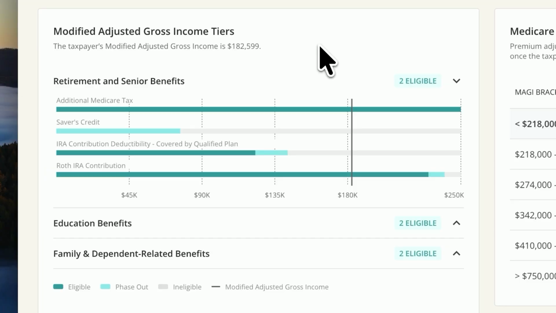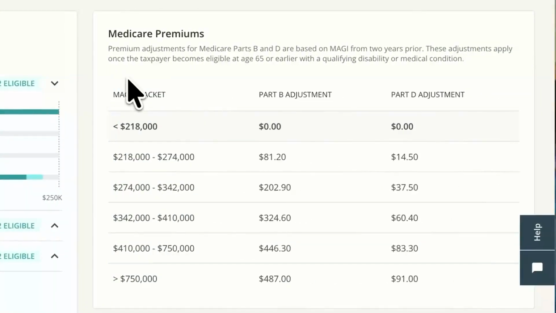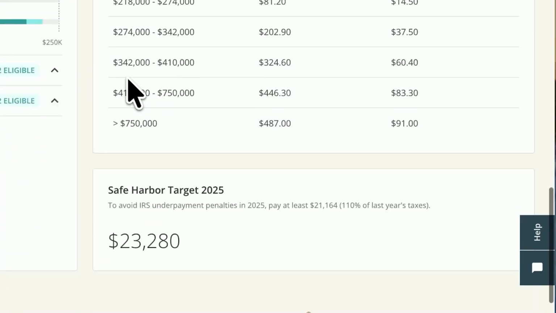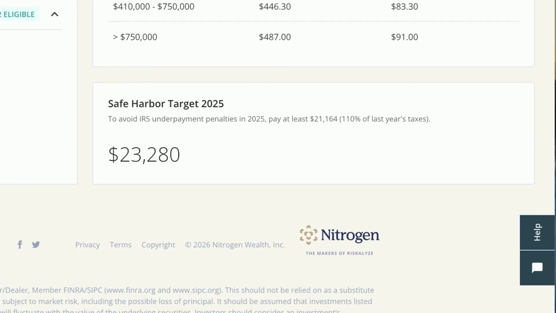Then we also see modified adjusted gross income, visualized clearly so we know which benefits she qualifies for, is phasing out of, or has lost. We also illustrate Medicare premiums Part B and Part D, and how managing AGI can keep her out of IRMAA surcharges. No surprises at 65. And finally, we show her safe harbor target. If she hits this number through withholding or estimates, she avoids underpayment penalties. Clear, no guesswork. With one drag and drop, you now understand your client at a deeper level, and the conversations this sparks are incredibly powerful.